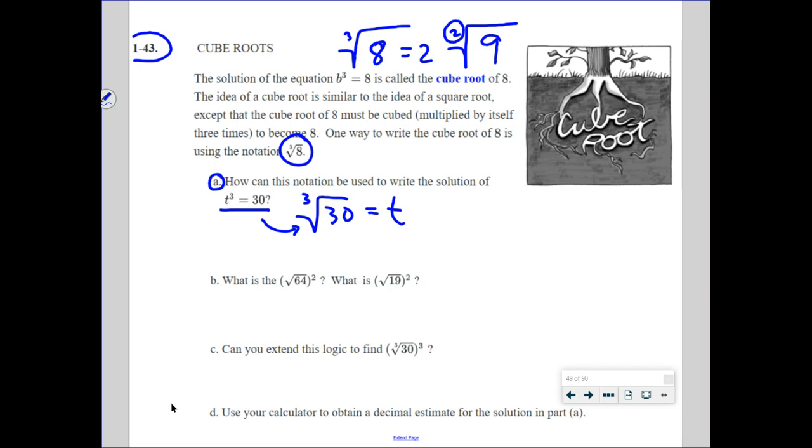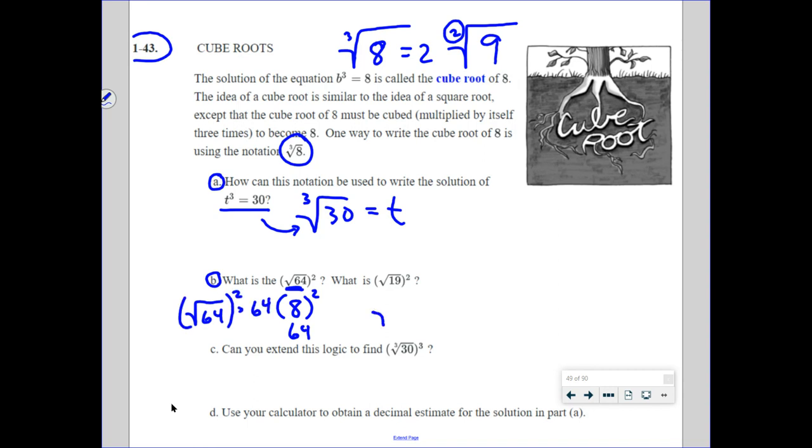Now, that works because, well, let's see. Letter B. What is the square root of 64 squared? Well, the square root of 64 squared, think about it. Square root of 64 is what? 8. And 8 squared is 64. So the square root of 64, all of that squared, equals 64.